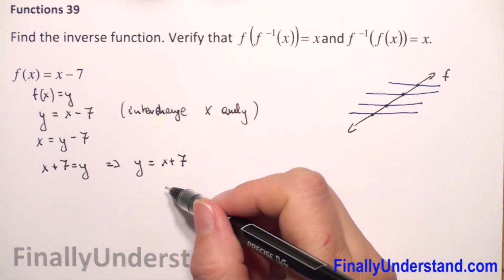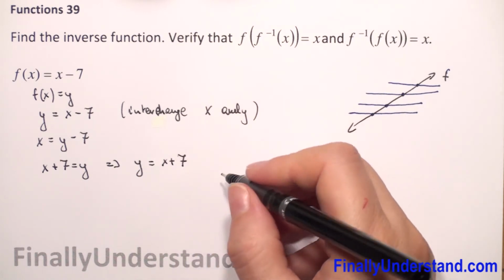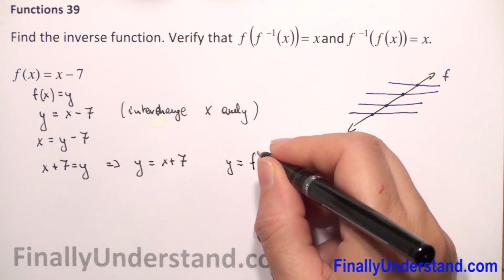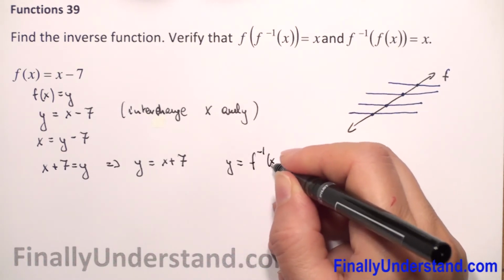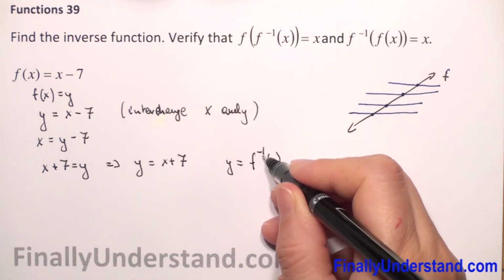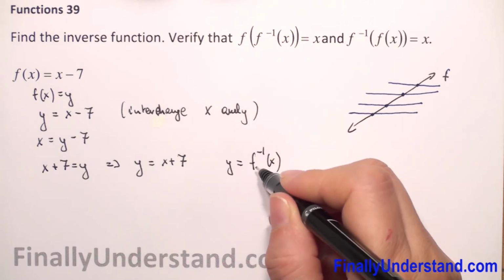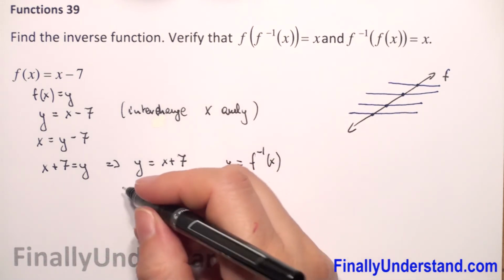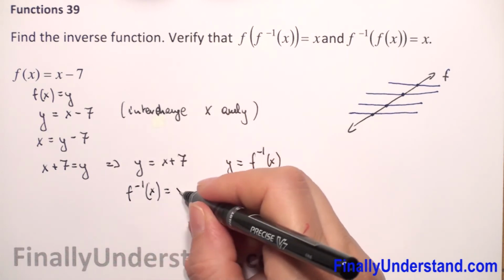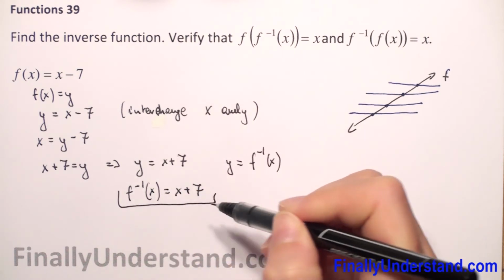Next, we replace y by the inverse of the f function. For the inverse of a function, we write f with a negative exponent, but this is not an exponent. We read that this is the inverse of the f function. So we have the inverse of the f function is x plus 7.